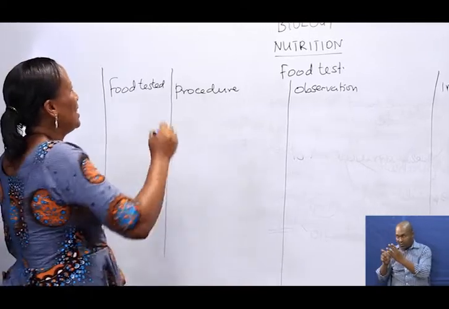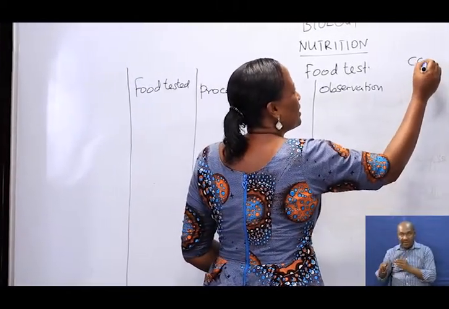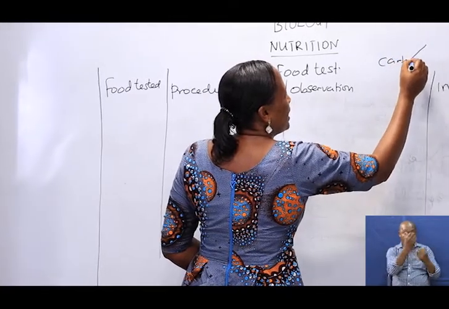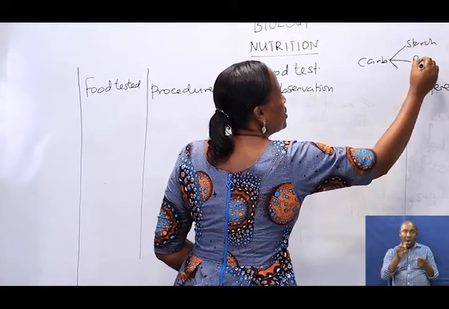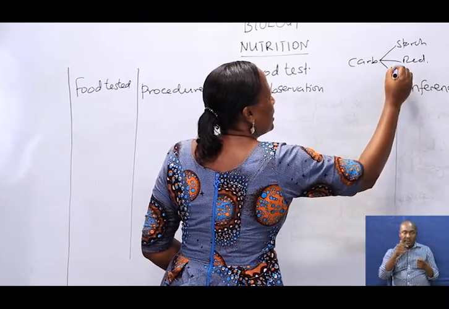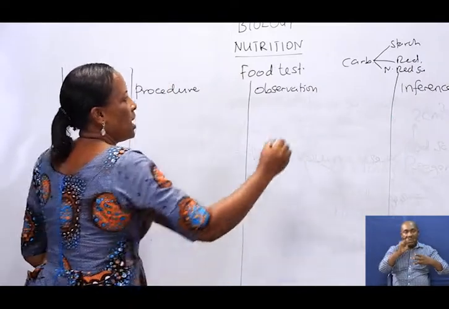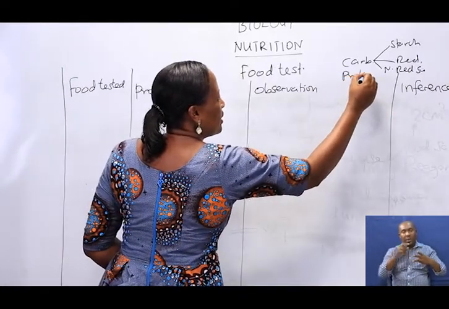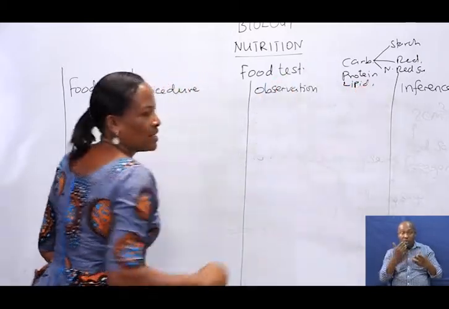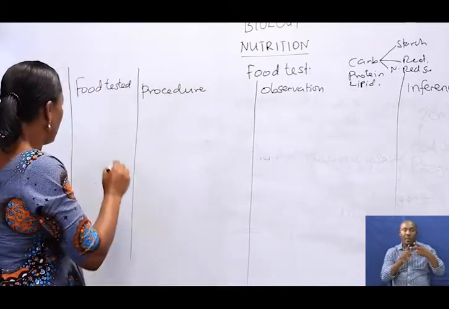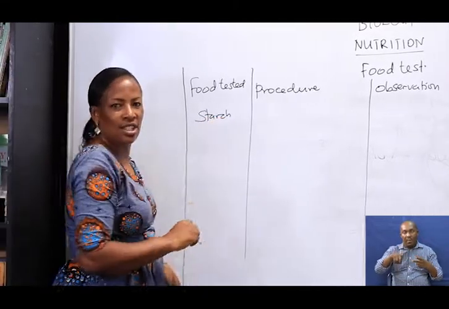As we said, we have carbohydrate, and its 3 forms: starch, reducing sugar, and non-reducing sugar. We have protein and lipid. Let's start with the starch. The food tested here is the starch.